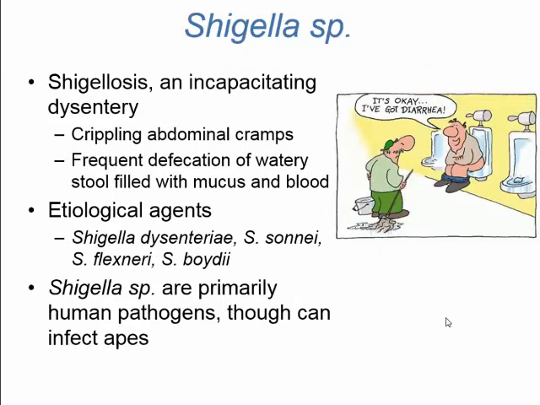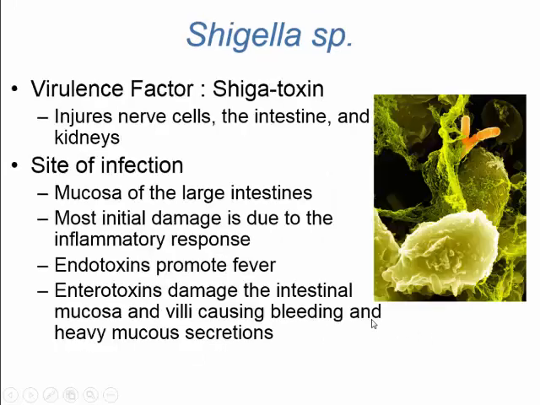Shigella has a bunch of strains. A few are listed here. The strains of Shigella cause a pretty crippling abdominal cramp, frequent defecation and watery stools. I included a cute little joke there. Again, it's another causative agent of diarrhea. The difference with Shigella, however, is that Shigella is primarily a human pathogen. So we're picking up Shigella not from poultry, not from animal sources, although it does appear to also be able to infect apes. But Shigella is usually transmitted from person to person or through a nosocomial situation.